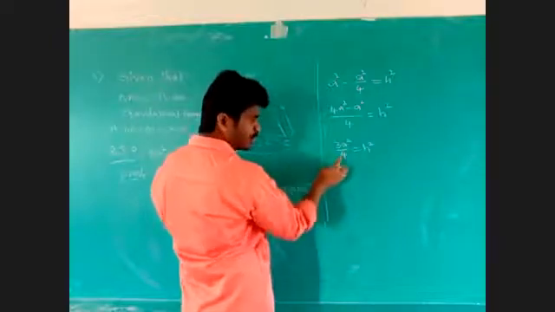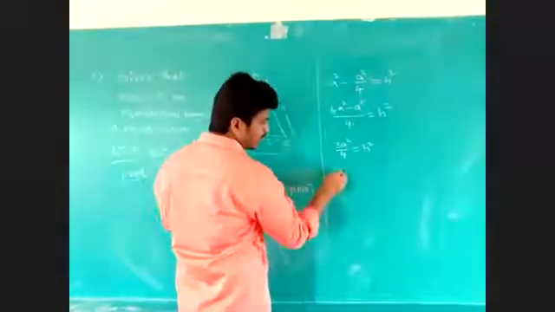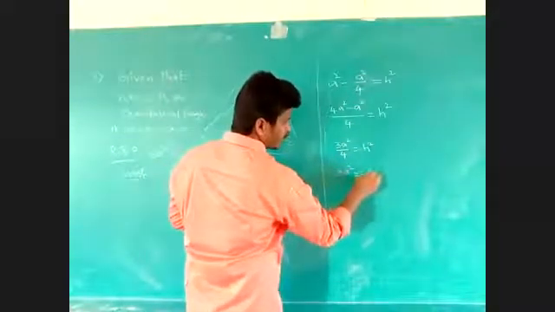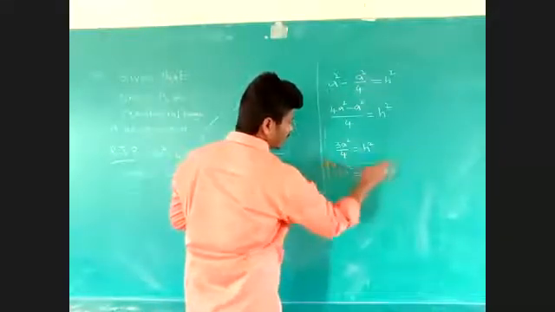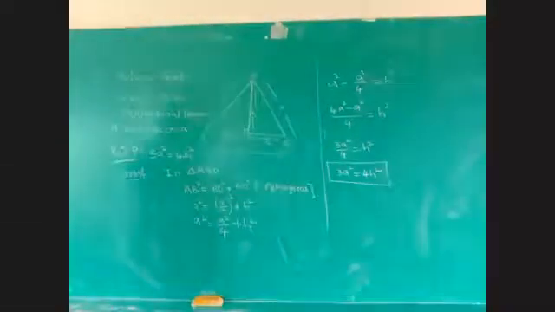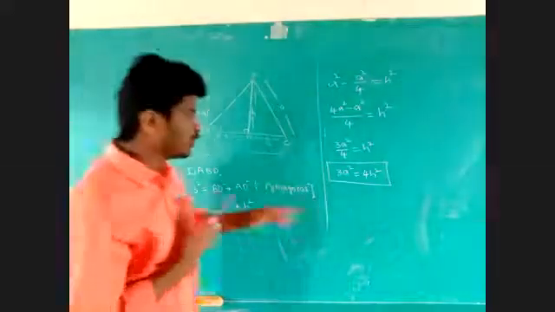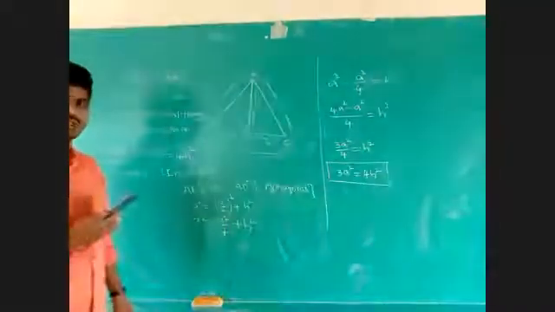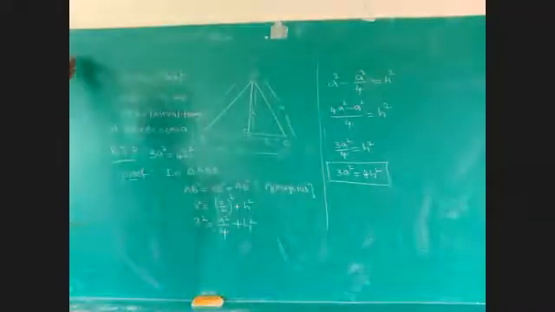Now this division becomes multiplication on the right hand side. That's why 3A square equal to 4 into H square, 4H square. This is the required proof. 3 times the square of any one side of an equilateral triangle is equal to 4 times the altitude square. Is this answer clear?